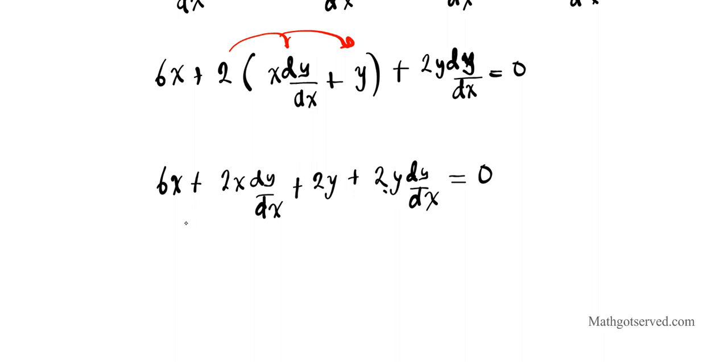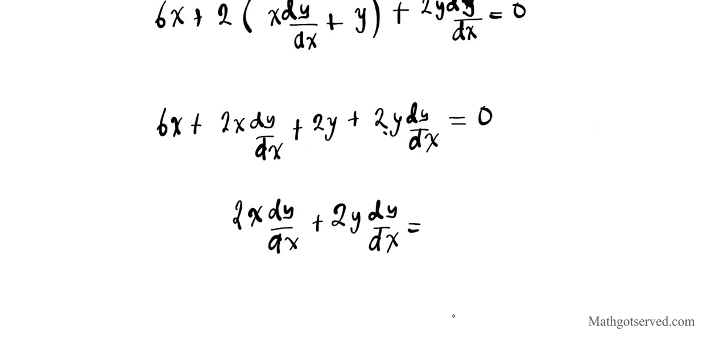Now let's isolate the terms with the dy/dx. So I have to move 6x and 2y to the other side, and I will factor out dy/dx. Let me just show an intermediate step. So 2x dy/dx plus 2y dy/dx equals negative 6x minus 2y.